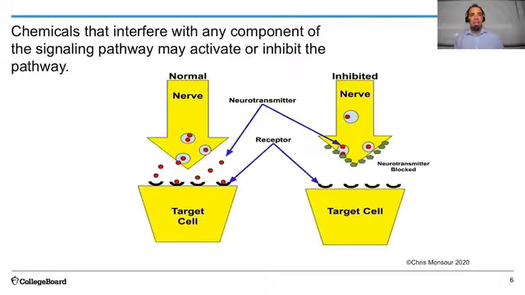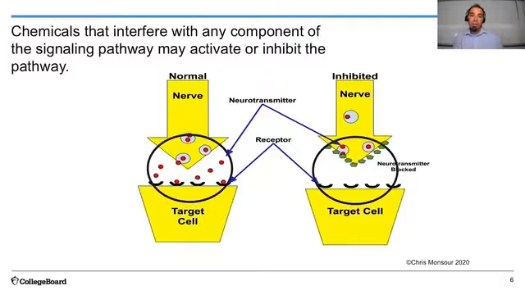And here's another one. So chemicals, again, that can interfere with any component of the signaling pathway may activate or inhibit the pathway. So here's a normal nerve cell. There's our neurotransmitters in red. I'm going to focus on the normal one first. Those vesicles release the neurotransmitter into the space in between. As you can see, those nice little red circles will attach to a target cell. They attach to those receptors, which are the black structures there, and they'll cause a response. If we go into the inhibited one, there's our nerve cell. There's our neurotransmitters, but in this case now, the neurotransmitter has been blocked. Those green little structures there are blocking the release of that neurotransmitter. We've essentially blocked any kind of communication going to that target cell. So again, there's normal, there's inhibited.